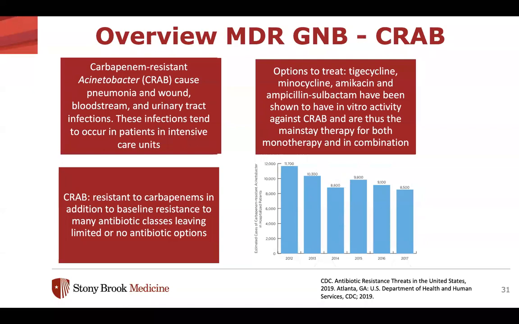CRAB is resistant to carbapenems in addition to baseline resistance to many antibiotic classes, leaving limited or no antibiotic options. Options to treat CRAB would be minocycline, tetracycline, and ampicillin-sulbactam. They're kind of the mainstay therapy for CRAB. On the bottom, I have a graph showing the prevalence of CRAB in hospitalized patients from 2012 to 2017. Since it has gone down a little, continued infection control and appropriate antibiotic use are important to maintain decreases in carbapenem-resistant Acinetobacter infections.